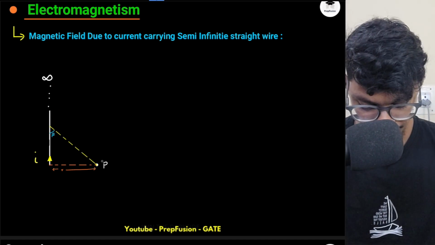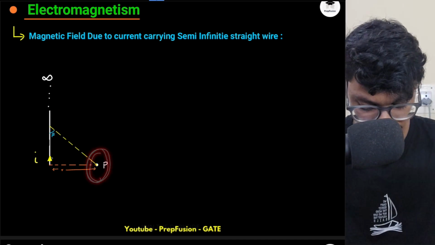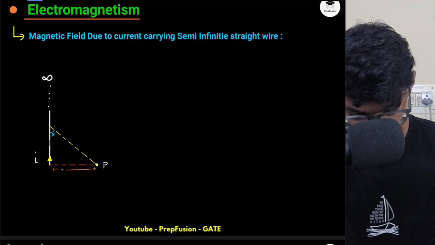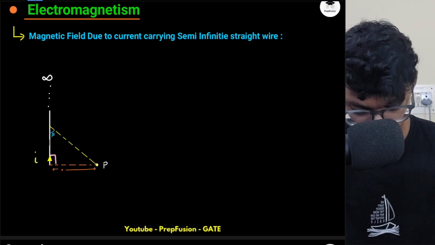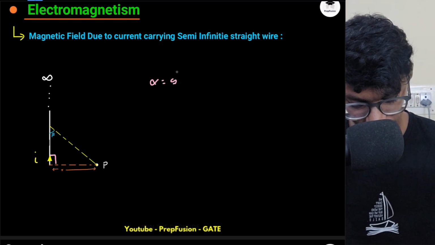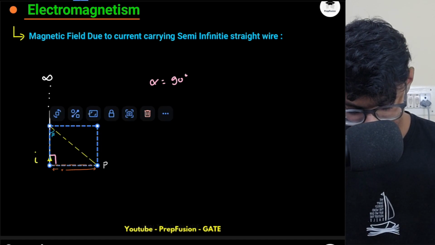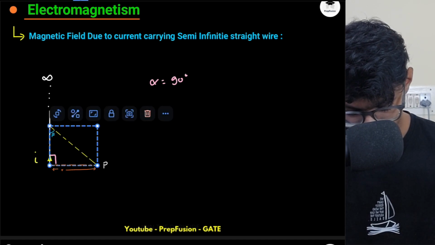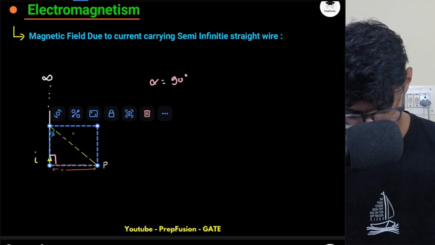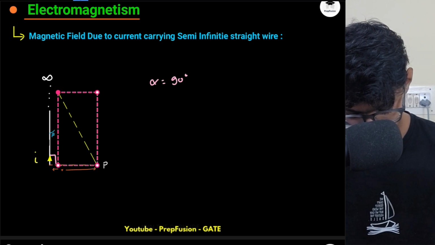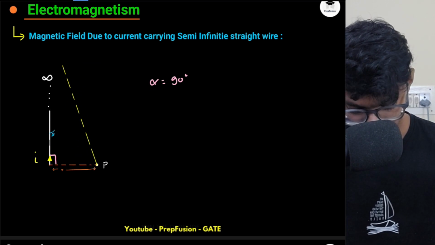Again, if I'm lying at this point, then what is this angle? This angle is simply 90, right? So one of the angles, alpha, is simply 90. What about beta? For beta, the same thing will happen. Beta will keep on reducing until beta goes to 0.